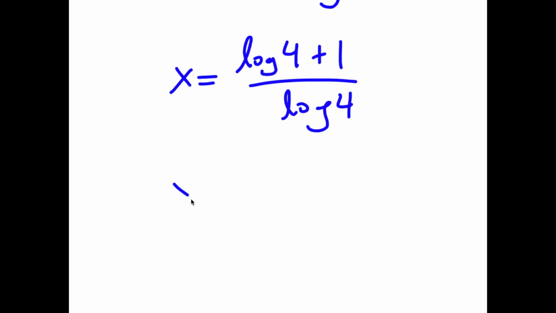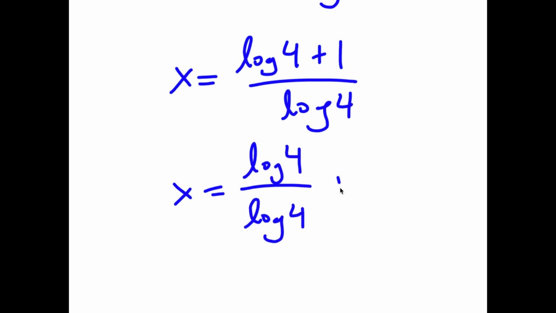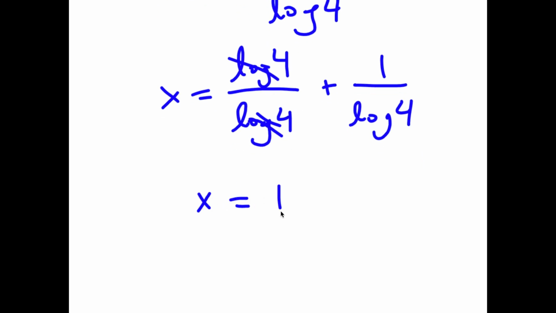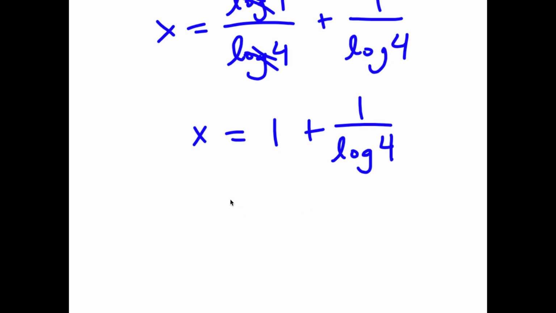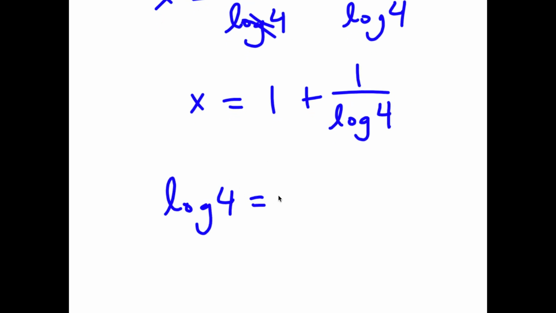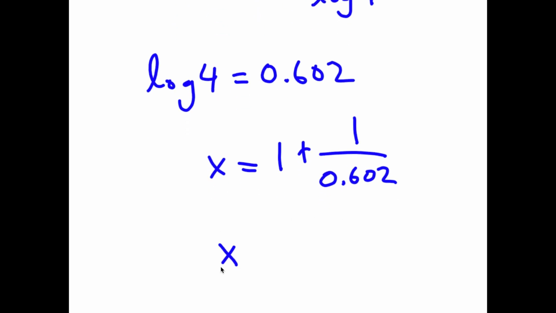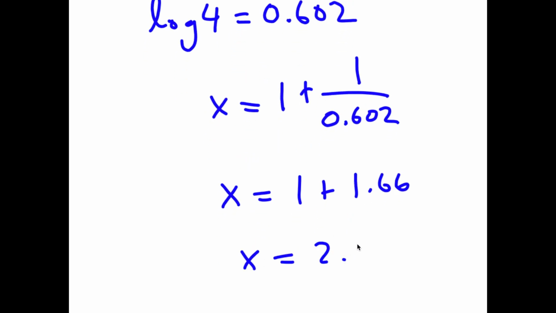Now, I can rewrite this as log 4 over log 4 plus 1 over log 4. Now log 4 and log 4, these two cancel out. So I have x is equal to 1 plus 1 over log 4. Now log 4 is equal to 0.602. So I get x is equal to 1 plus 1 over 0.602. And 1 divided by 0.602 is 1.66. So 1 plus 1.66 is 2.66.